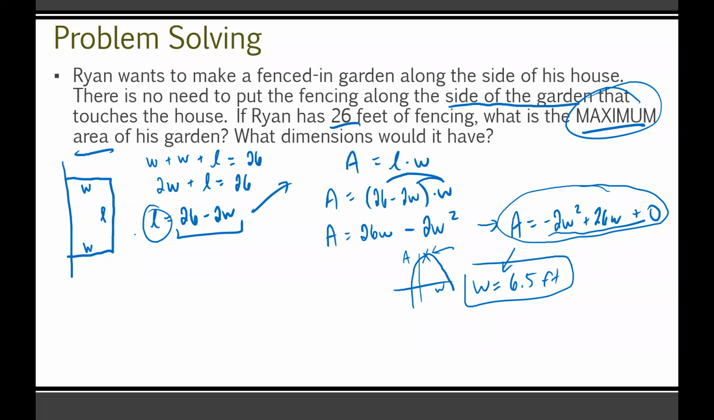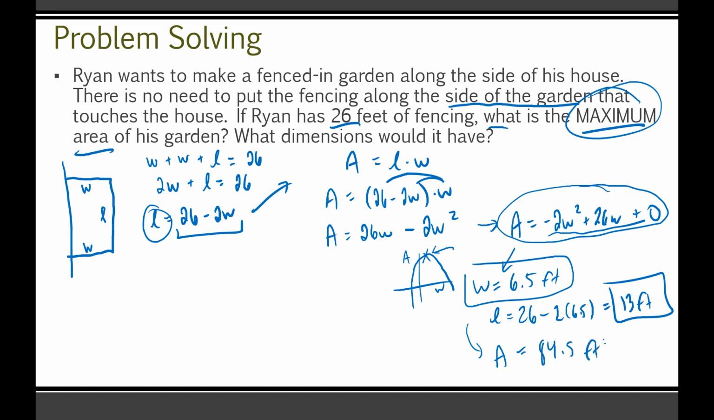We also want to find the length, and we also want to find what the area would be, because it says what is the maximum area of the garden and what dimensions would it have. We'll start with the dimensions. Since the width is 6.5 feet, just plug that into our L formula. So L equals 26 minus 2 times 6.5. Well, that actually just gives me L equals 13 feet. And then if you really, really want, you can take your width that you found and plug it back into your function. Long story short, you're going to find your maximum area equals about 84.5 square feet.